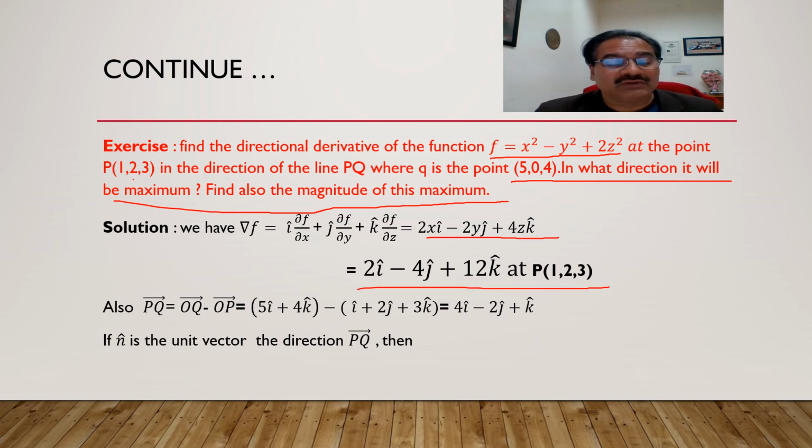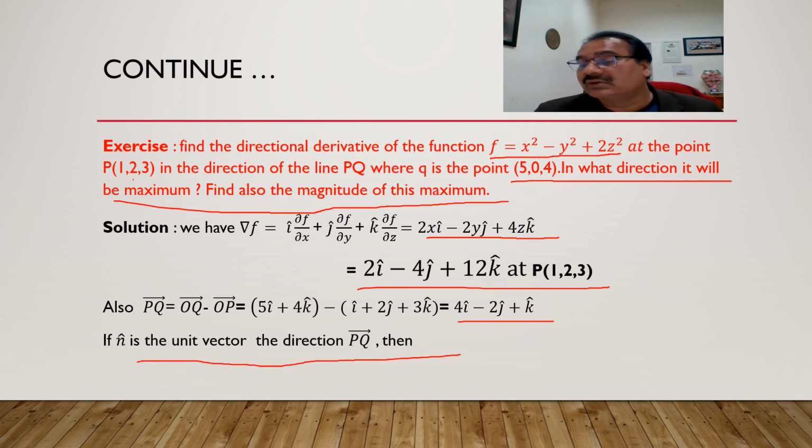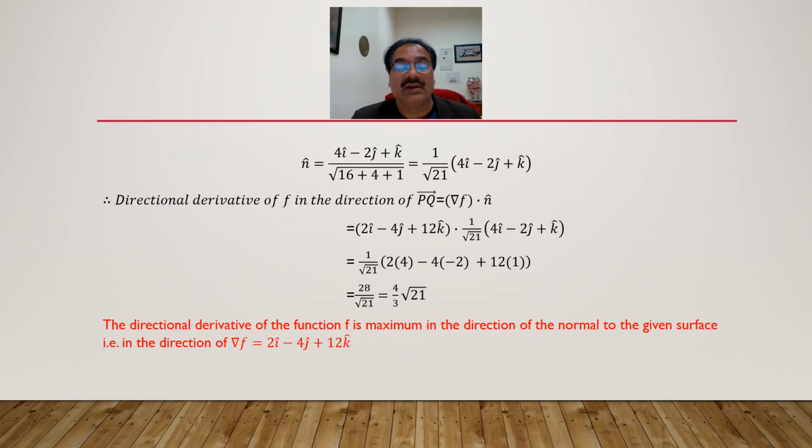Now also PQ is equal to OQ minus OP, and that is 4i minus 2j plus k. If cap n is the unit vector in the direction PQ, then you may calculate cap n as (4i minus 2j plus k) divided by root 21. The directional derivative of f in the direction of vector PQ is equal to del f dot cap n, and this value you will get as 4 by 3 root 21.